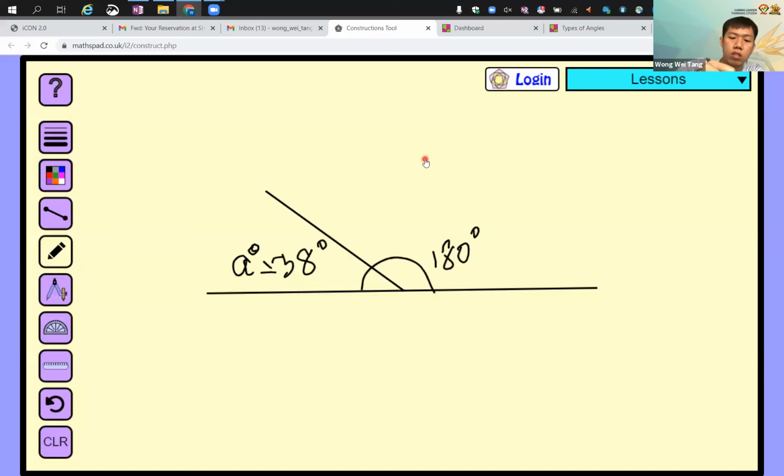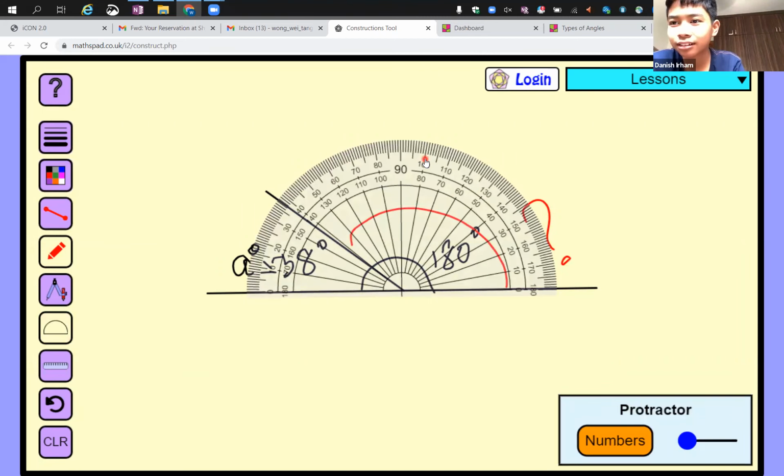Then my question is, what about this angle over here? What would it be? If the smaller acute angle is 38, then what about the bigger angle? We can use our protractor to find out. This time we start reading from the right hand side. We always start reading from 0.